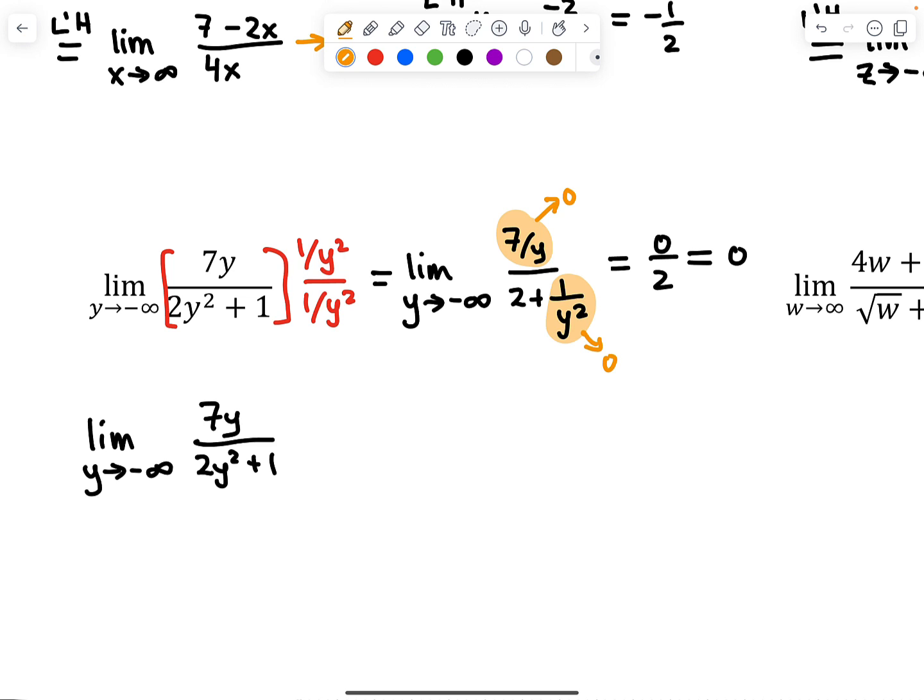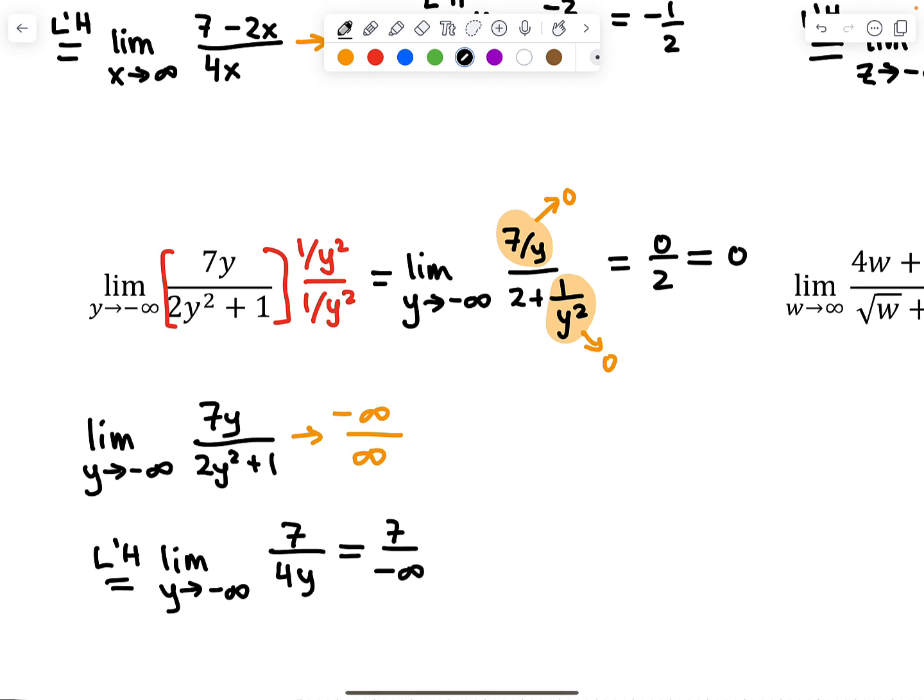Rewriting, using L'Hopital's rule, the numerator will approach negative infinity as y approaches negative infinity, and the denominator will approach positive infinity because we're squaring y. But this is still a trigger for L'Hopital's rule. The derivative of the numerator is 7, and the derivative of the denominator is 4y. Well, this limit will be 7 over negative infinity, which is a limit of 0. But it also suggests that we're approaching 0 from below, meaning that the fractions are all negative getting closer to 0.